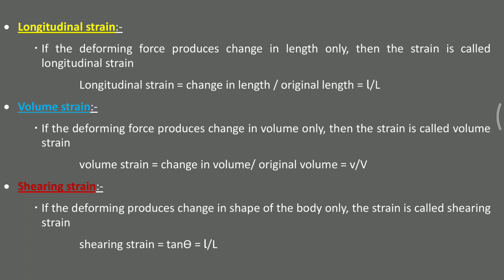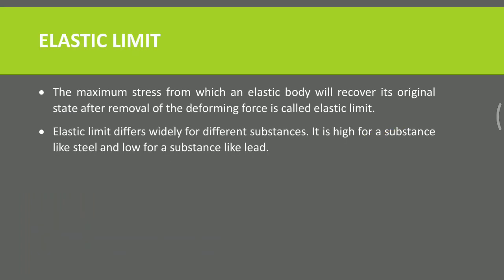The volume strain is when the deforming force produces a change in volume only. Volume strain is given by change in volume to the original volume, that is equal to small v by capital V. And the shearing strain: if the deforming force produces a change in shape of the body only, then the strain is called shearing strain. Shearing strain is tan theta, that is equal to small l by capital L.